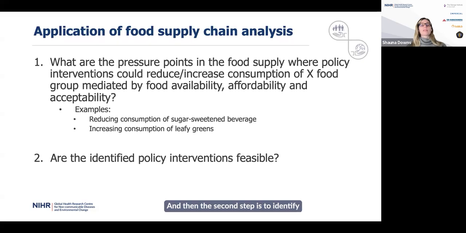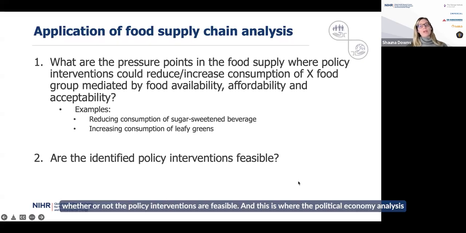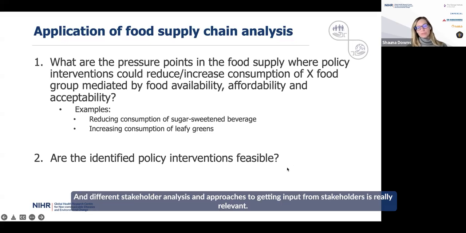And then the second step is to identify whether or not the policy interventions are feasible. And this is where the political economy analysis and different stakeholder analysis and approaches to getting input from stakeholders is really relevant.